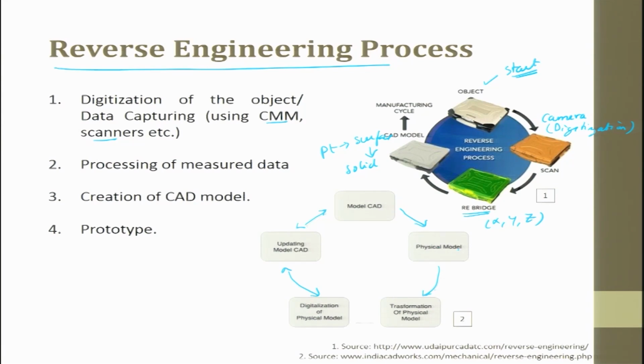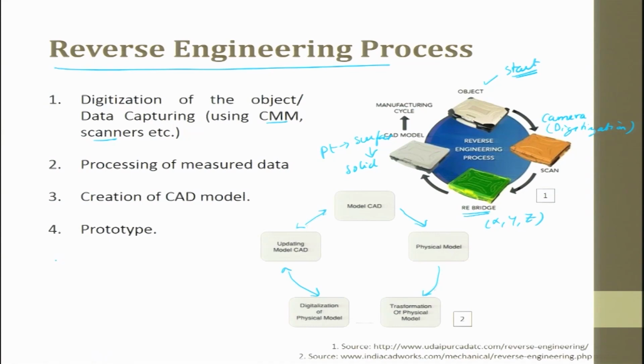So, from the physical model we do a transformation, which happens here. The processing of data happens, the digitizing of the physical model happens. Then we create the CAD model and then we try to make prototypes.